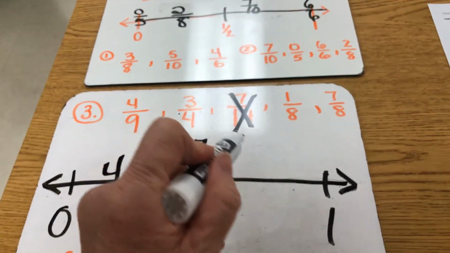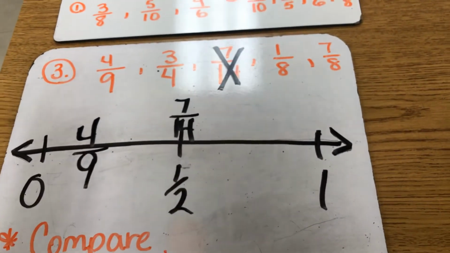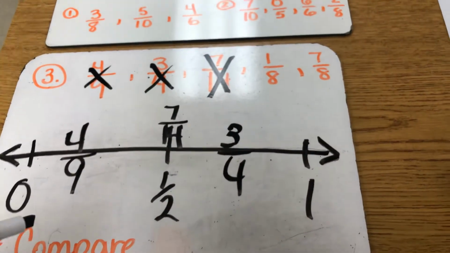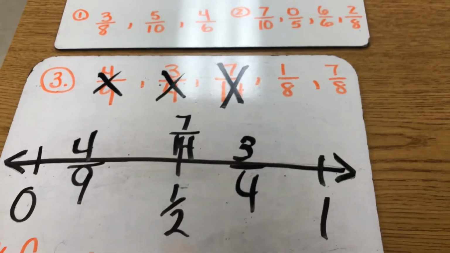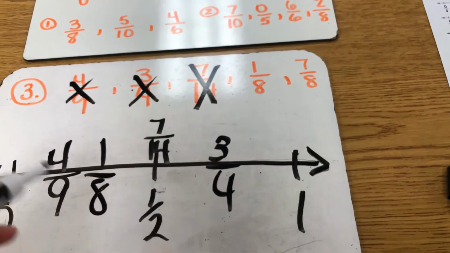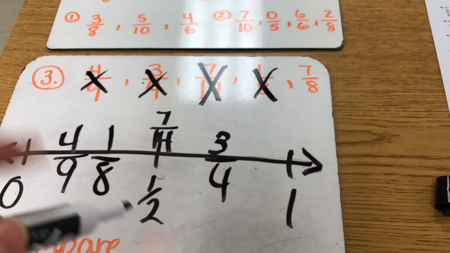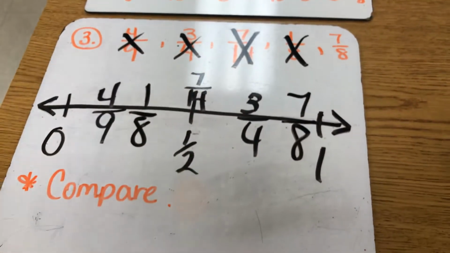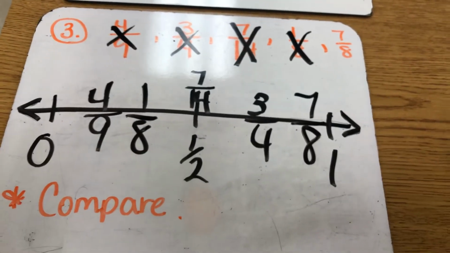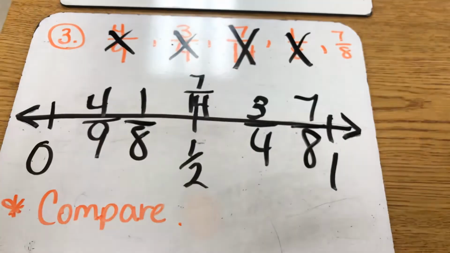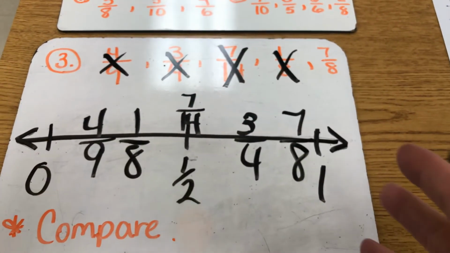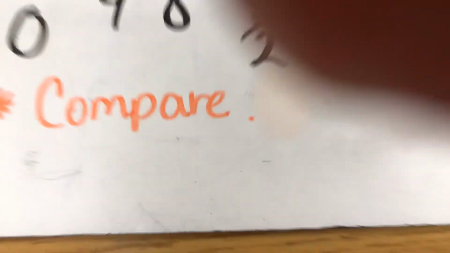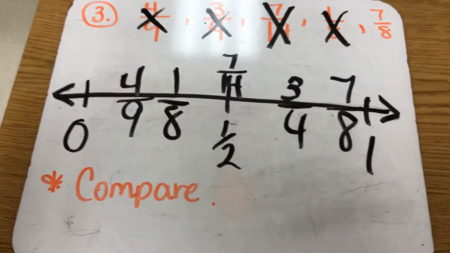Then we have 3/4. Half of 4 is 2, so that means it's over here somewhere. Okay, so we got that one done. 1/8. Well, half of 8 is 4, so that's over here somewhere. And then 7/8. Again, half of 8 is 4, so that's over here. Now, wait a minute. I don't know for sure that these are really in the right order. All I've done is put them in a spot: this is less, this is greater. So since I have two fractions over here, I have to compare them.